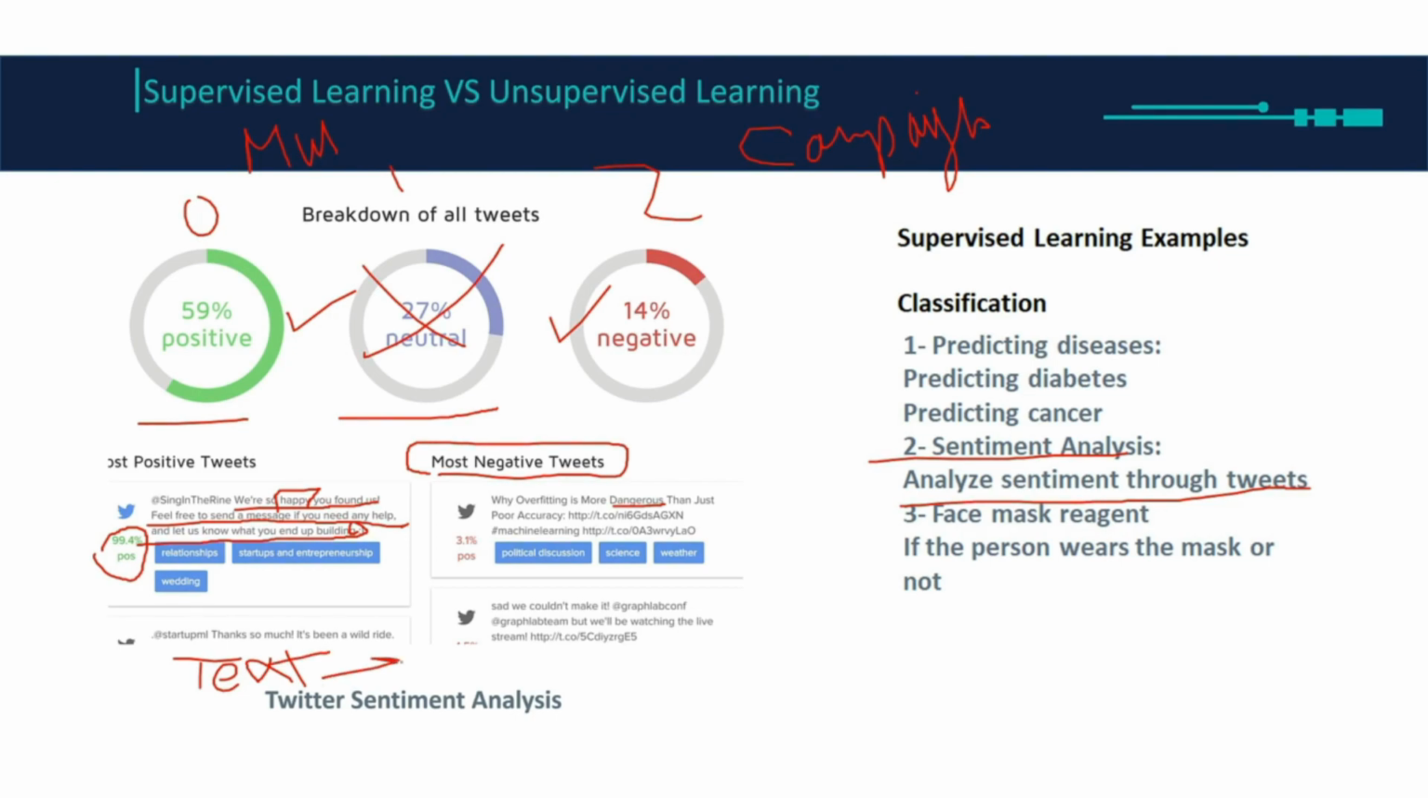This field is called NLP, natural language processing. Sorry, it's an N, not an M. Let me write it again. NLP, natural language processing. Natural language processing is a field of machine learning where our data is going to be only text. So here we also have a classification problem.